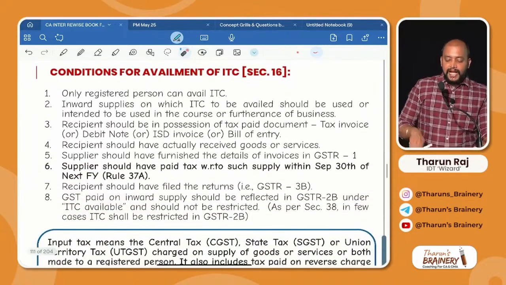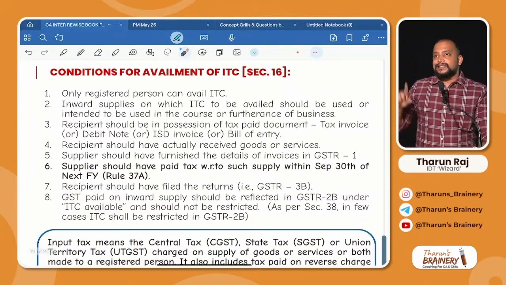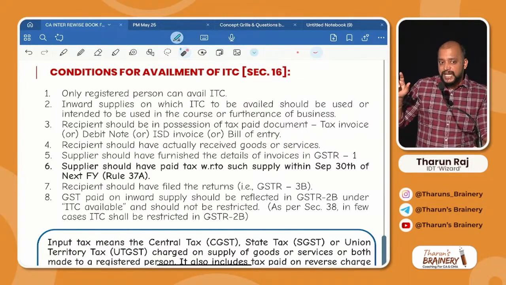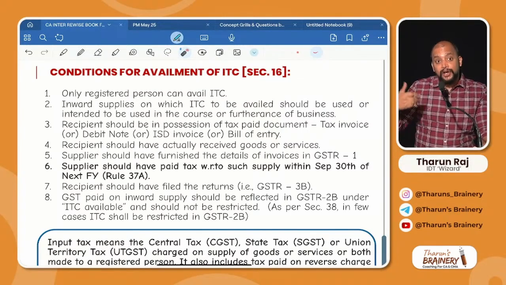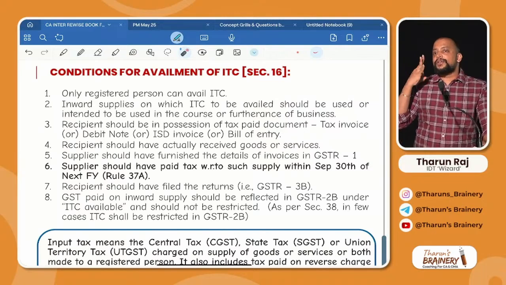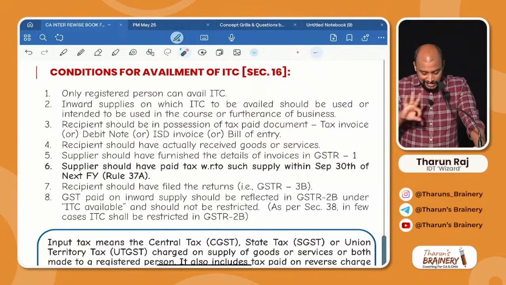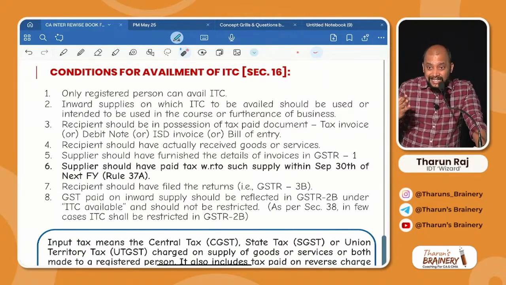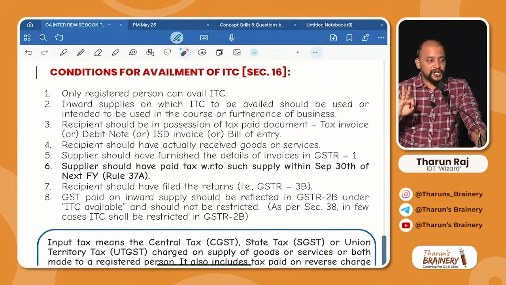With that, we have completed two parts. Section 41, availment of ITC. Section 49, subsection 5, utilization of ITC. We are left with only 3 sections. These 3 sections, input tax credit will be over, but these 3 are major sections. Section 16 talks about conditions for availment of ITC. Section 17, apportionment of credit and blocked credits. Section 18, input tax credit in special cases.